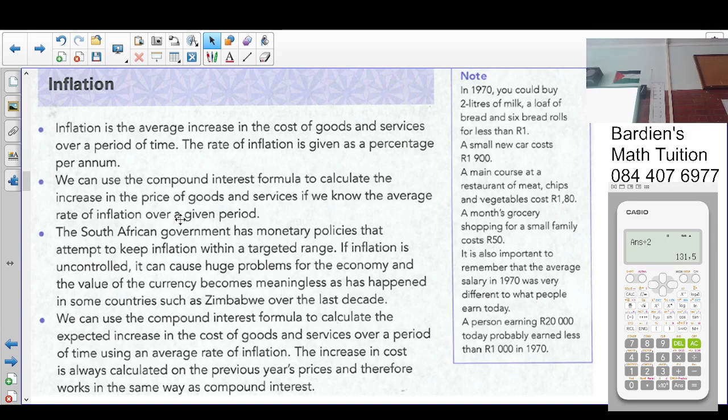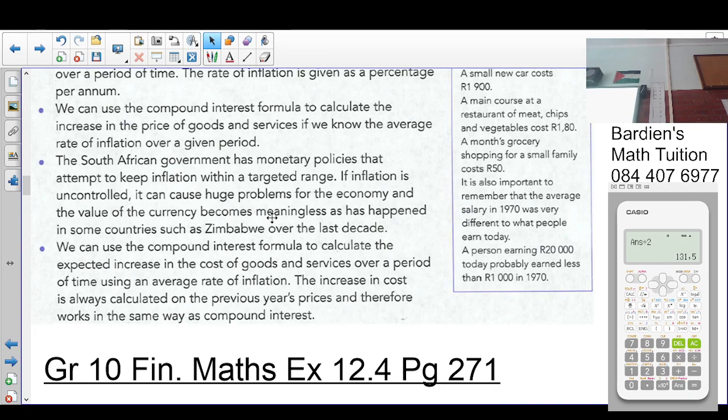So you can use a compound interest formula to calculate the increase in price of goods and services if you know the average rate of inflation over the given period. The South African government has a mandatory policy that attempts to keep inflation within a targeted range. If inflation is out of control, it could cause huge problems for the economy and the value of the currency becomes meaningless, as happened in some countries such as Zimbabwe over the last decade. Your R1 in Zimbabwe dollars is going to be quite a lot. When inflation went up and you wanted to exchange money into Zim dollars, you got a wheelbarrow full of money. That is because of inflation.